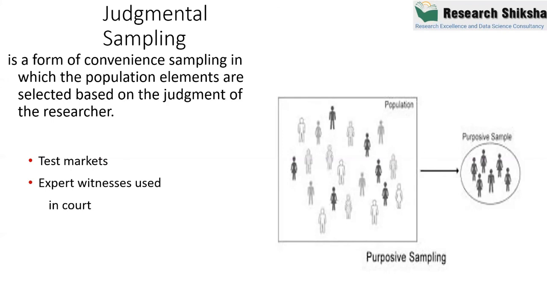So if you decide these criteria, and you go for data collection, you ask whether you taught any subject in online teaching mode, and how much experience you have in teaching. If he qualifies the criteria, then only you will collect the data from these people. So this method is called judgmental sampling.